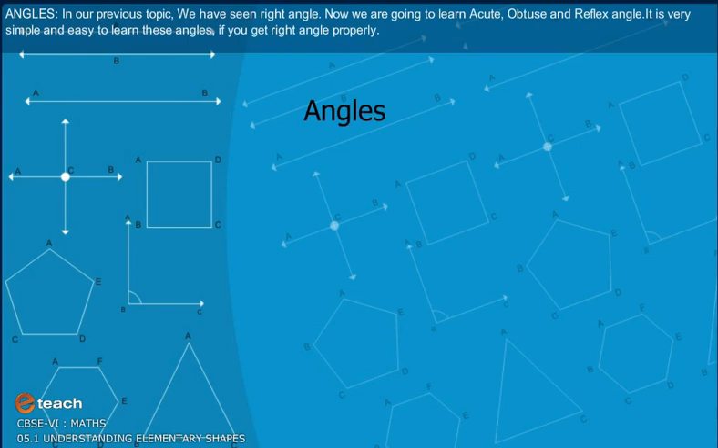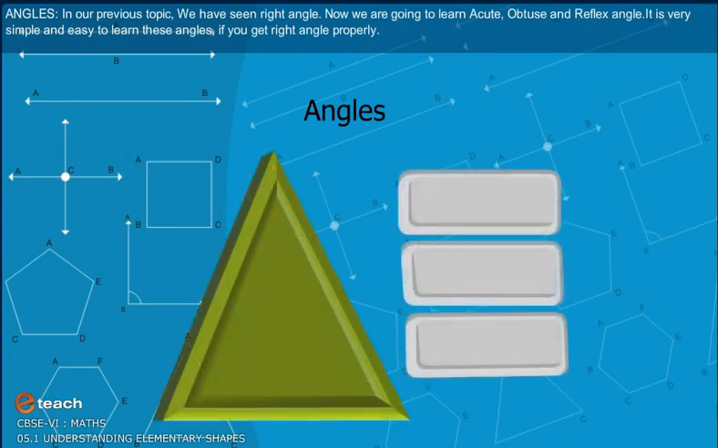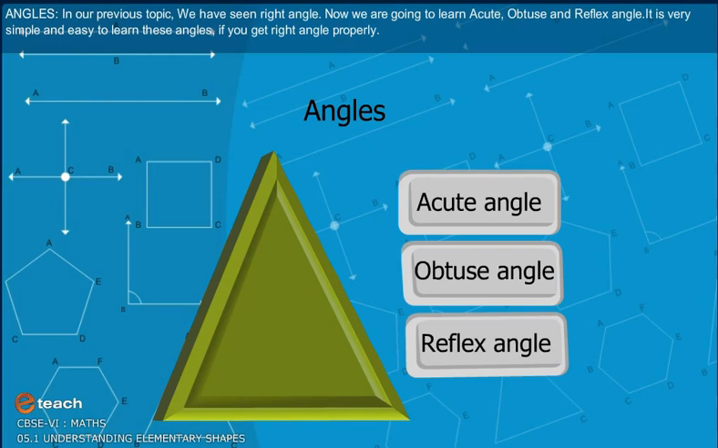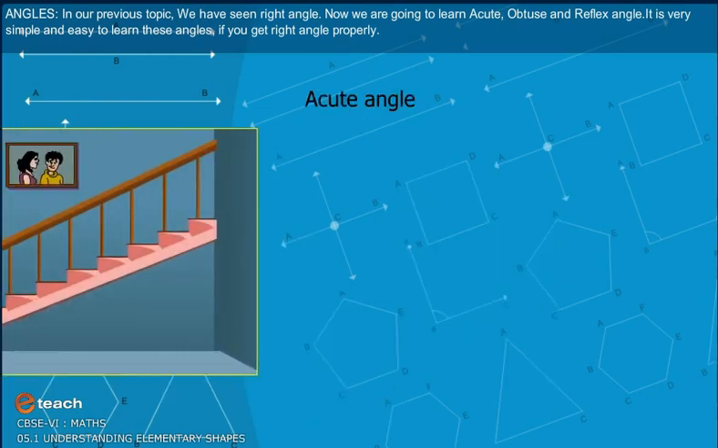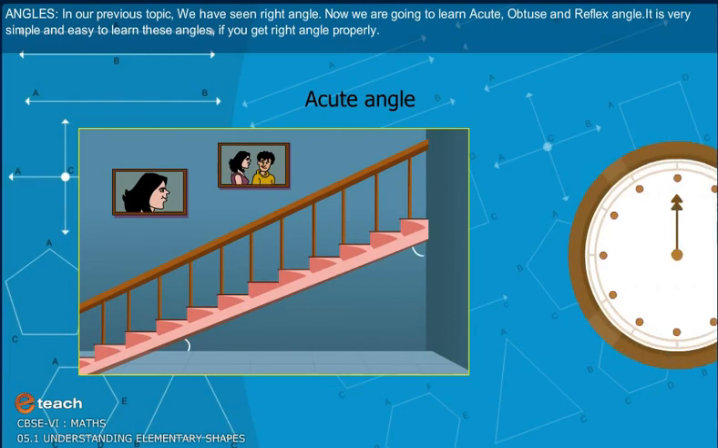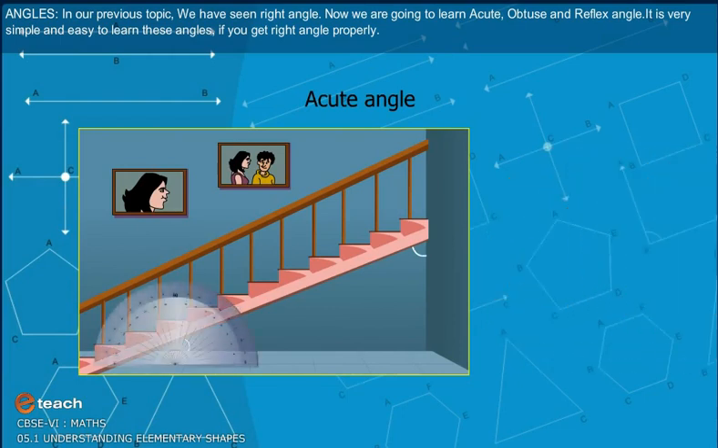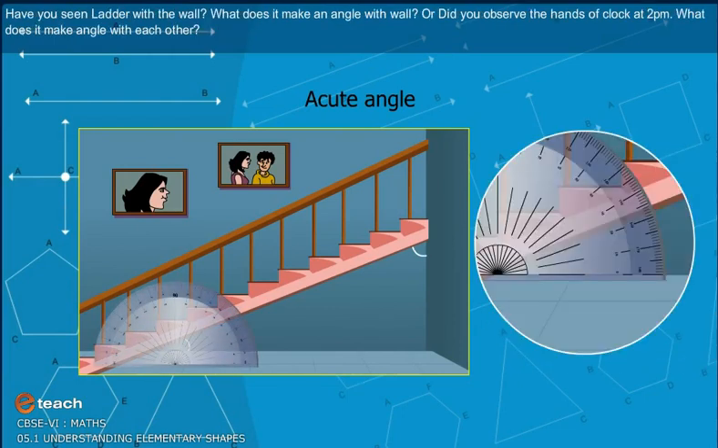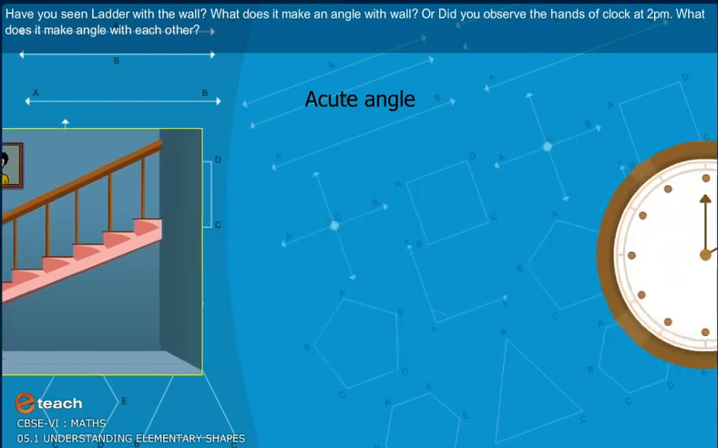Angles. In our previous topic, we have seen the right angle. Now, we are going to learn acute, obtuse and reflex angles. It is very simple and easy to learn these angles if you get the right angle properly. Have you seen a ladder against a wall? What angle does it make with the wall?